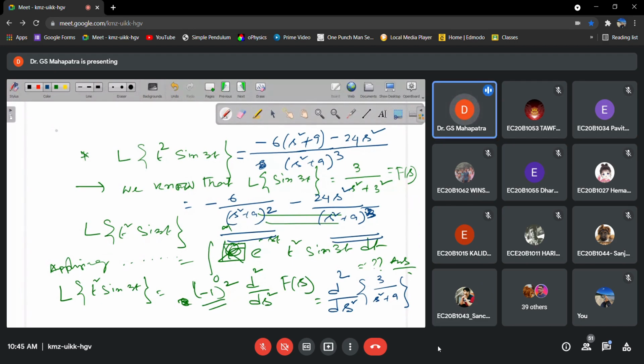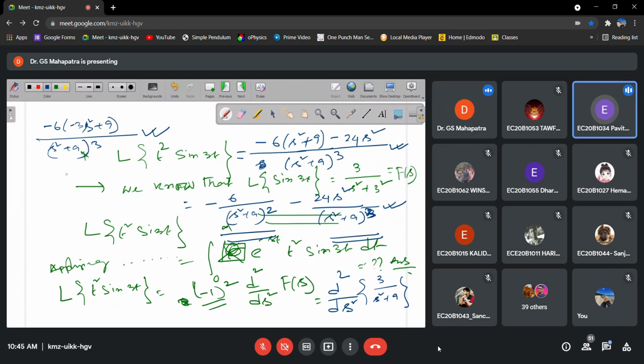My answer is minus 6 bracket minus 3 s square plus 9 by s square plus 9 the whole cube. Okay, so you are getting 3 answers now. So it is better to go slow and do it perfectly always. Sir, I got a different answer. I got the same as Sanjay's answer, but plus 24.